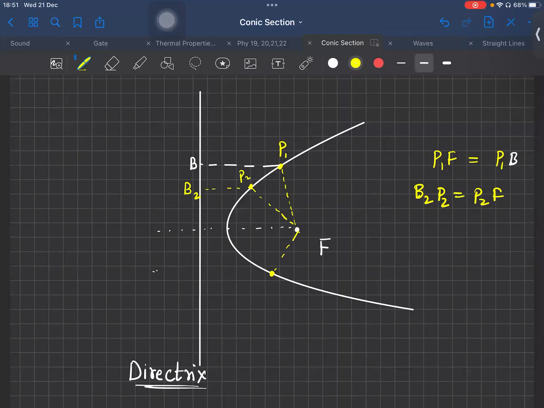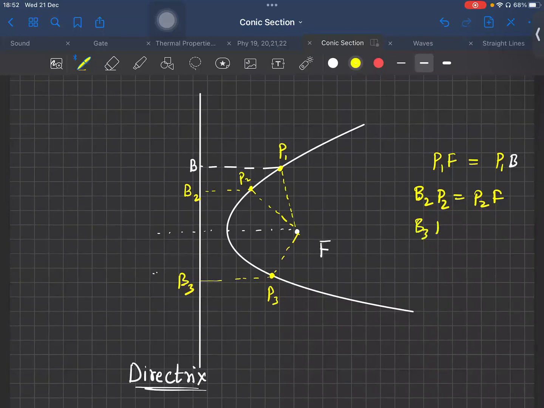Let's say this point P3. If you draw a perpendicular from P3 on the directrix and this point is B3, then B3P3 should be equal to FP3. Understood?